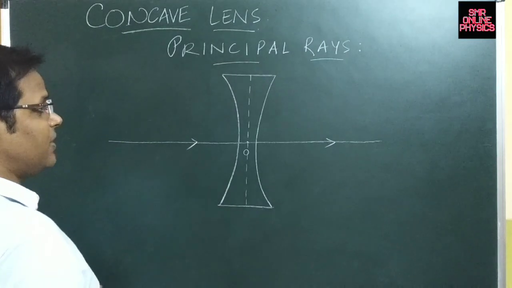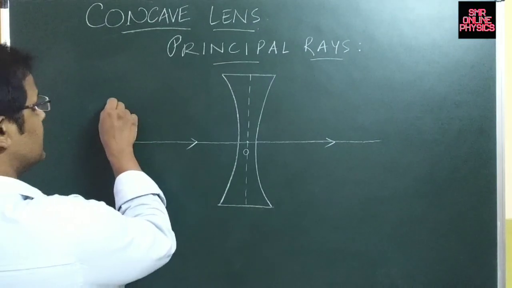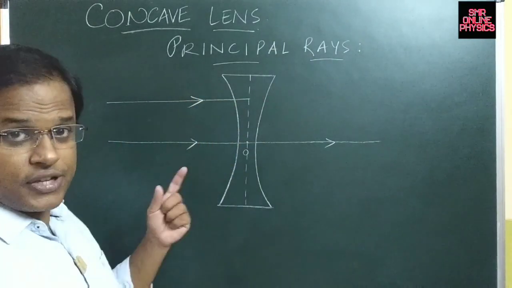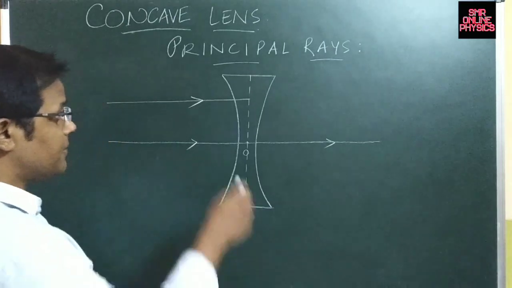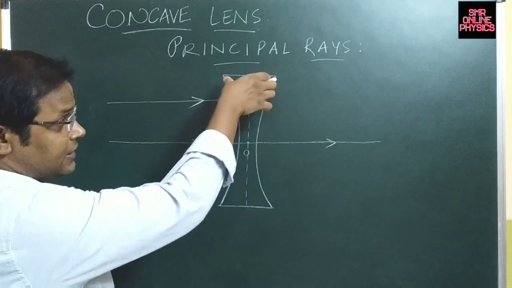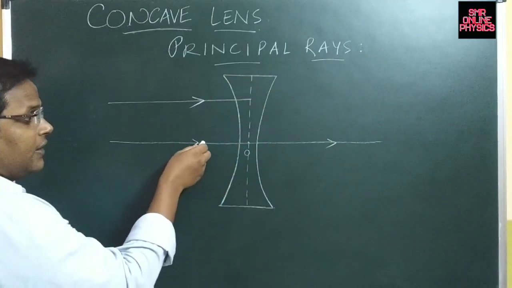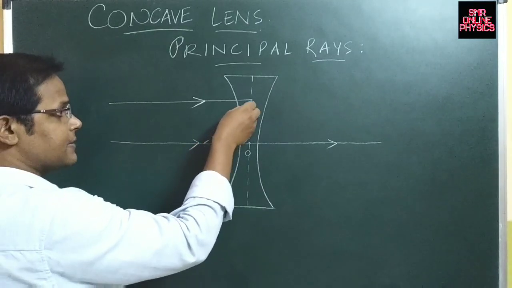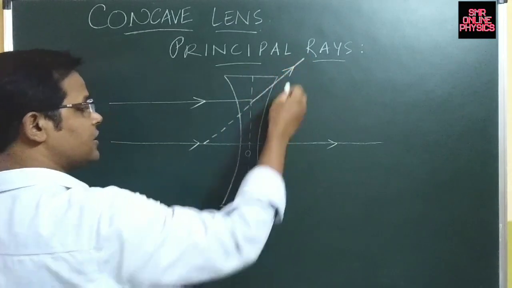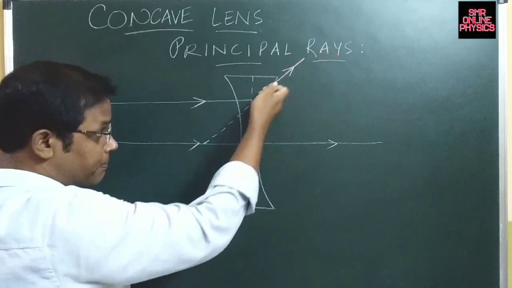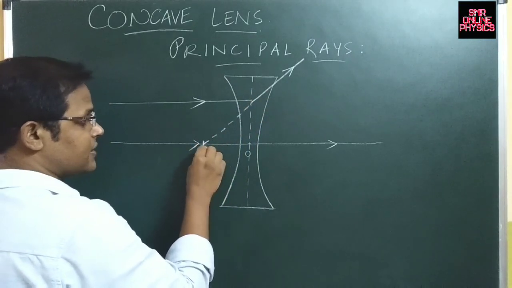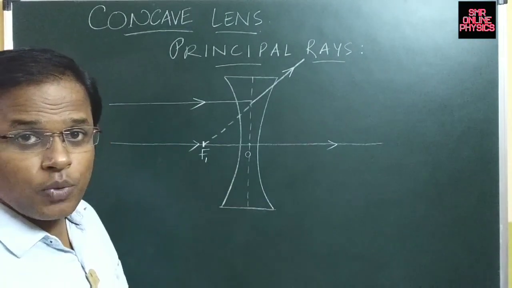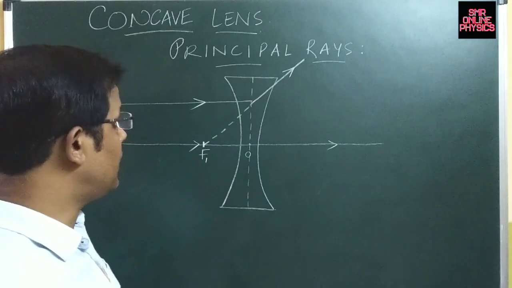So we can see here any ray of light, for example, incident parallel to the principal axis, the same ray which we took for convex lenses. But in this case, because of its thicker edge and thinner middle part, you'll find that it seems to diverge from a virtual point on the principal axis. And that point is found by producing this refracted ray backwards, and wherever it intersects, that is your principal focus F1. That is your principal ray number one, extremely valid for concave lenses.